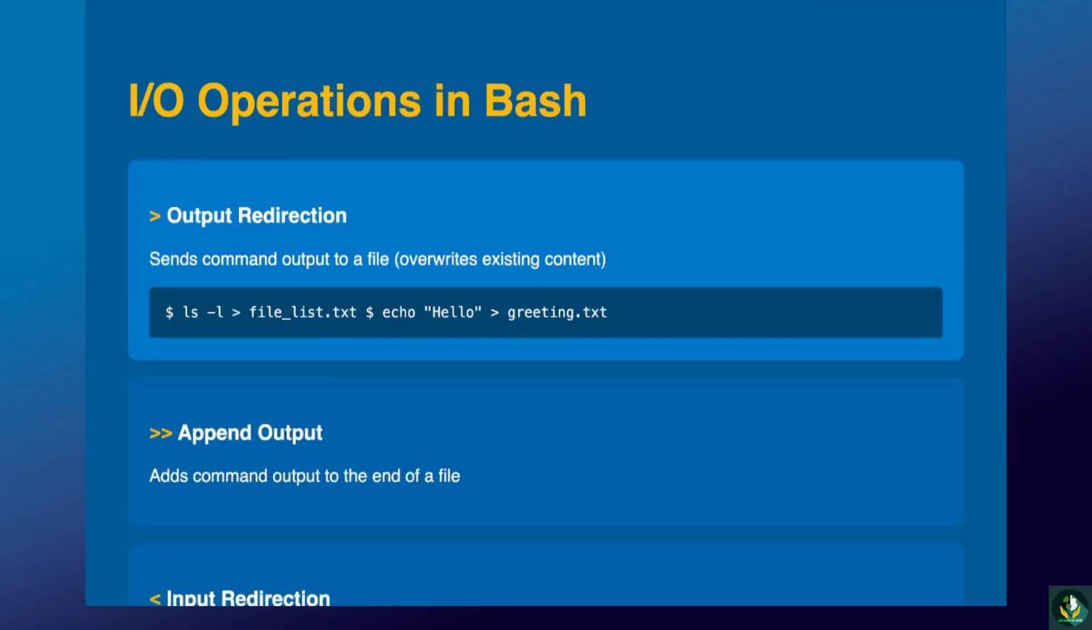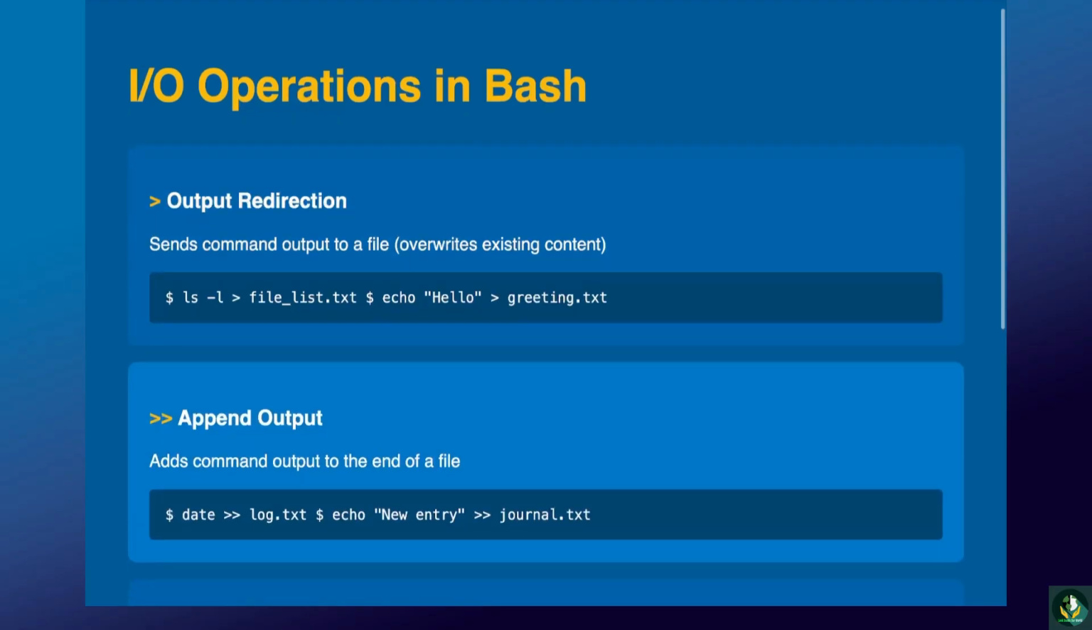You've already seen how to use output redirection when I created a long text file. I've used these operators more than once. Here it is. This operator will override existing content. When you send command output to a file, it overrides existing content. And this operator will append to existing content. It adds command output to the end of a file.